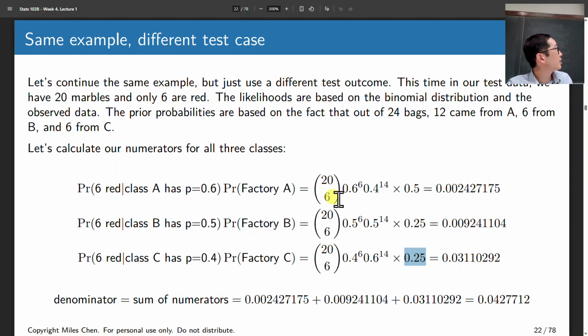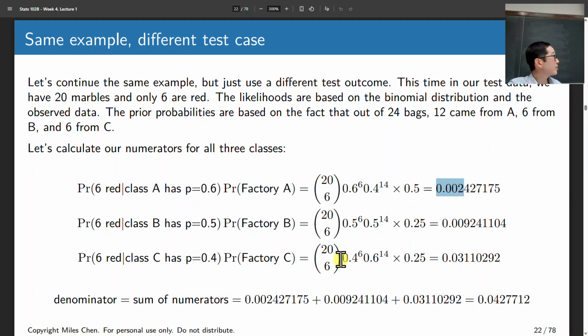But then my likelihoods will be 20 choose 6, and this is the probability of red, 60%. And how many red marbles did we get? We only got 6 of them, okay? How many blue marbles at 40%? We got 14 of them. And so this number is going to end up being quite a bit small because you're doing 0.4 raised to the 14th power, okay? And so the resulting numerator here is 0.002, okay?